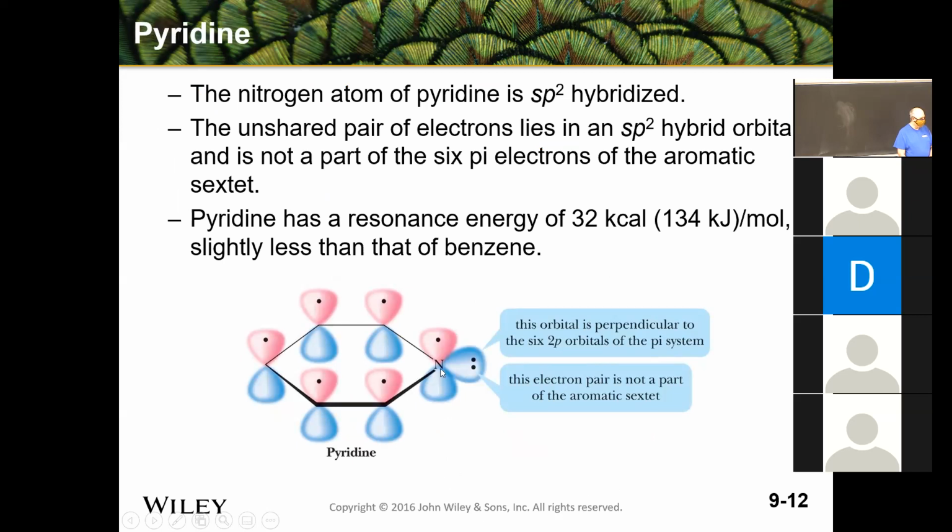Here's an orbital picture of pyridine. Nitrogen has an unhybridized p orbital, and this lone pair of electrons is in an sp2 orbital, which is not part of the aromatic system. It's perpendicular to the aromatic system. But we've got 6 pi electrons, and its resonance energy is slightly less than that of benzene.